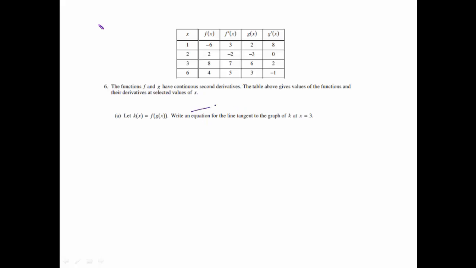Right, big thing right here. Equation of a tangent line. When you are done, your answer should look like y equals mx plus b. If it doesn't, you did something wrong. Okay, the y value. Let's see if we can find the y. Well, actually, the x value is 3. To get the y value is going to be k of 3.